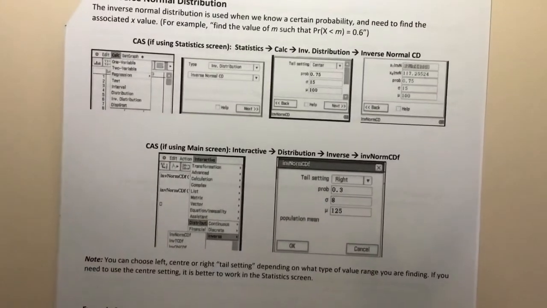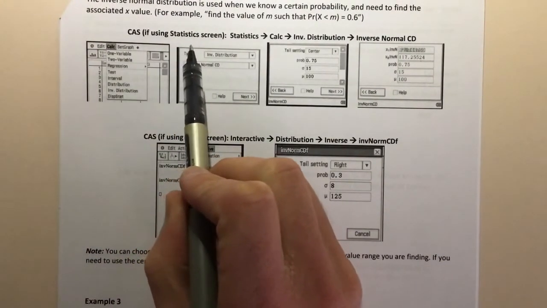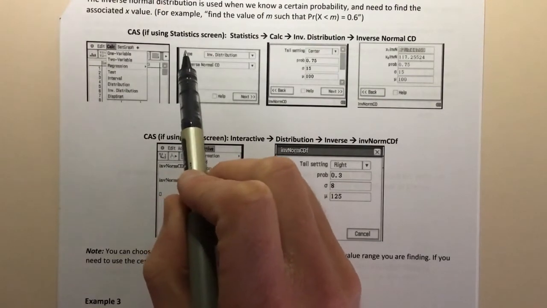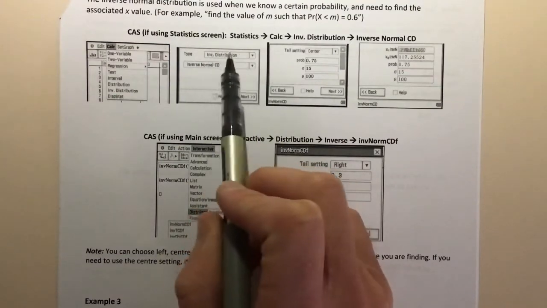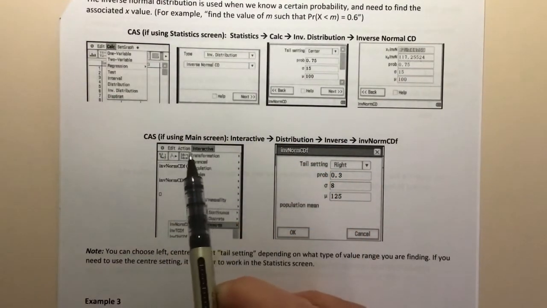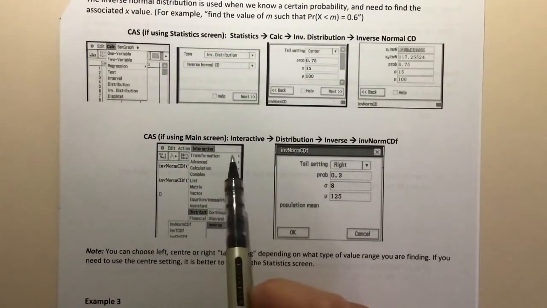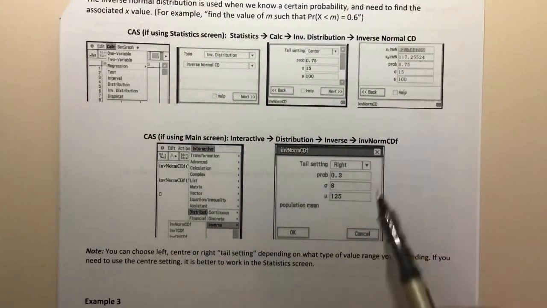So there's a couple of ways you can do this on the calculator. There is a way to do it from the statistics screen, although I tend to think that this way is probably a little bit unnecessary. There is a slight advantage in one specific case, but I think for the most part, it's better to use the main screen. And so from the main screen, the best way to get to the inverse normal distribution is interactive distribution inverse, and then inverse norm CDF.